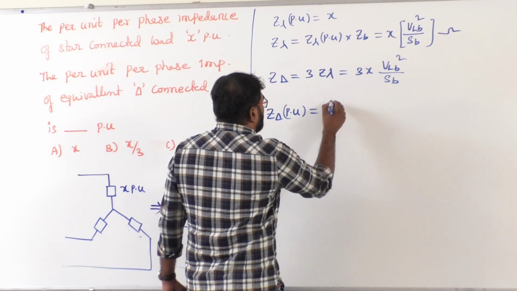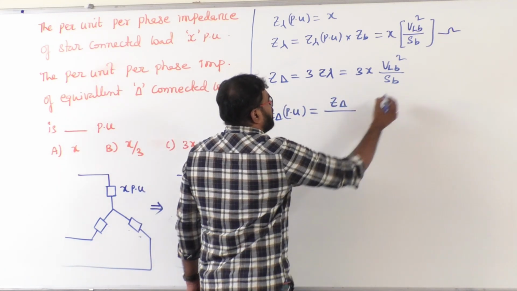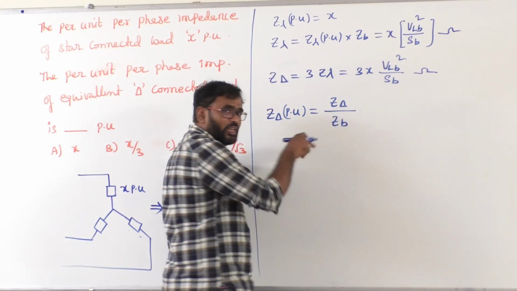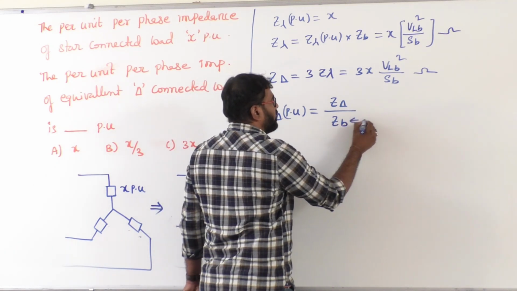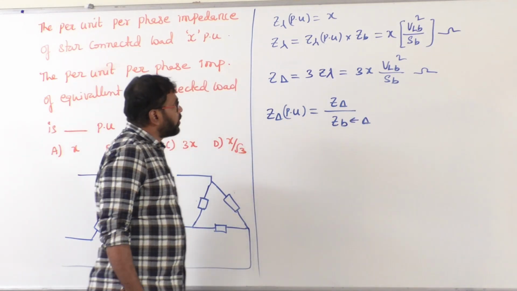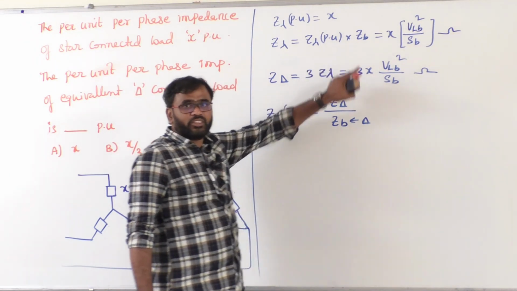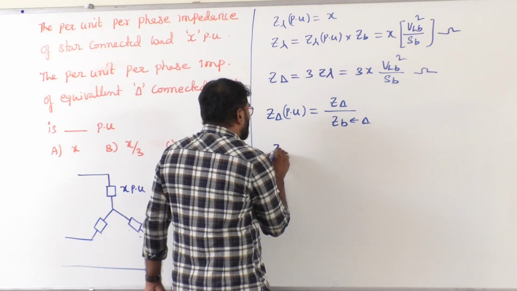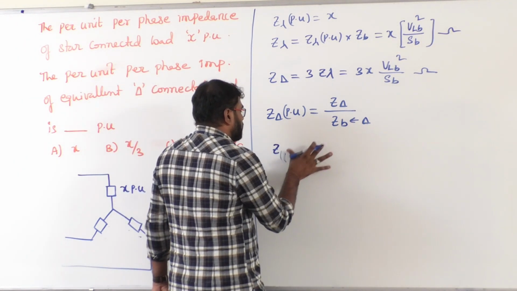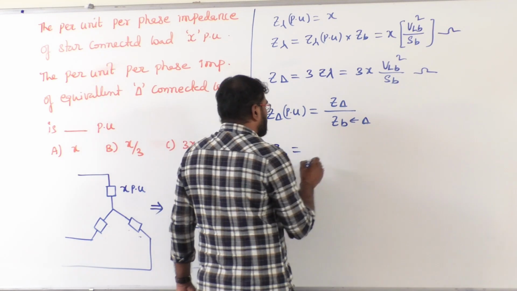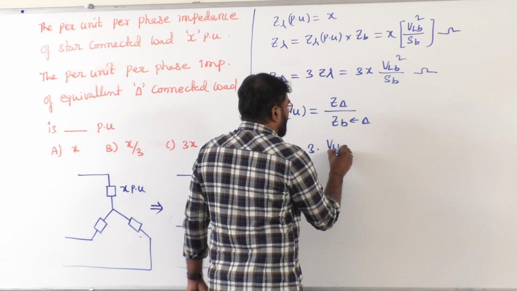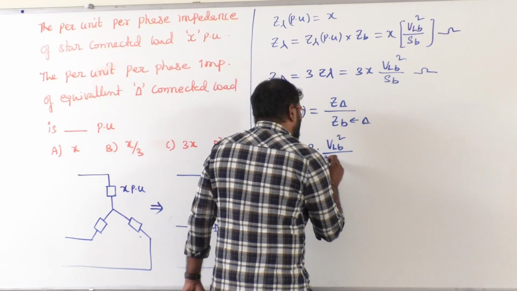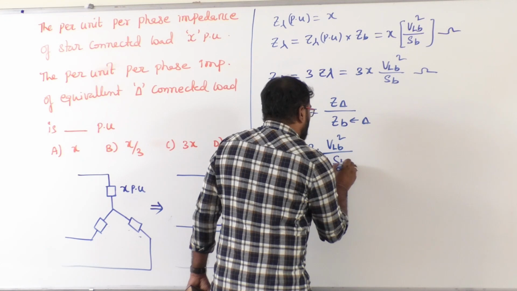What is Z delta in per unit? Z delta actual divided by Z base. Z base for what? Delta connection. But here Z base for what? Star connection. Z base for star and Z base for delta are not the same. Anyway, what is Z base delta? Z base for delta connection we know clearly, sir: 3 into line voltage base square divided by S base.